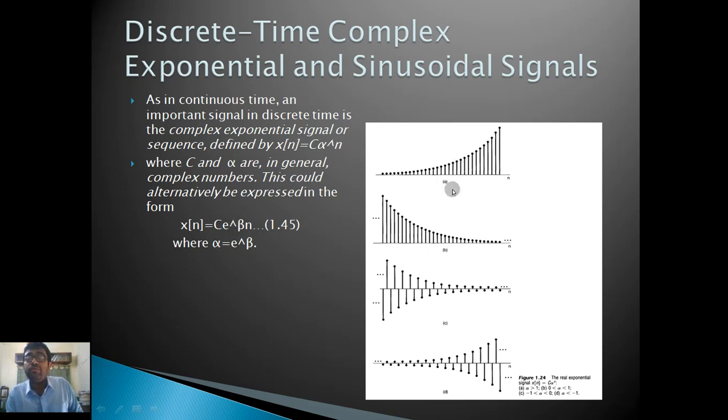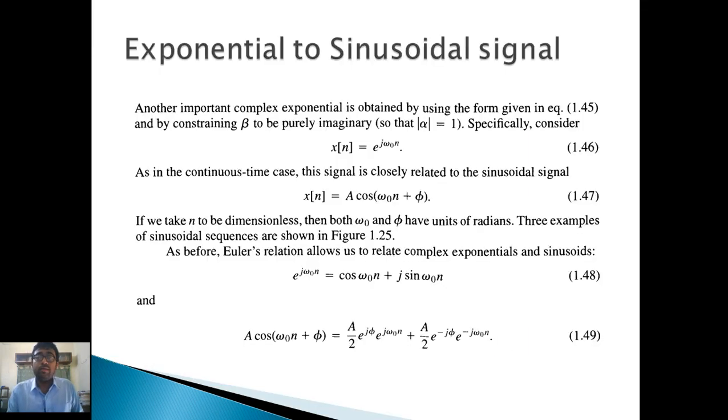Here is a pictorial depiction of different kinds of discrete time complex exponential signals. Now again I am going to describe the same thing that we described for continuous time complex exponential signals: both the discrete time and continuous time complex exponential signals can be described as a sinusoidal signal, as a function and as a signal. Here we have done the same thing. We take e to the power j omega 0 n. We can also describe a cos omega 0 n plus phi in terms of a real part and an imaginary part.